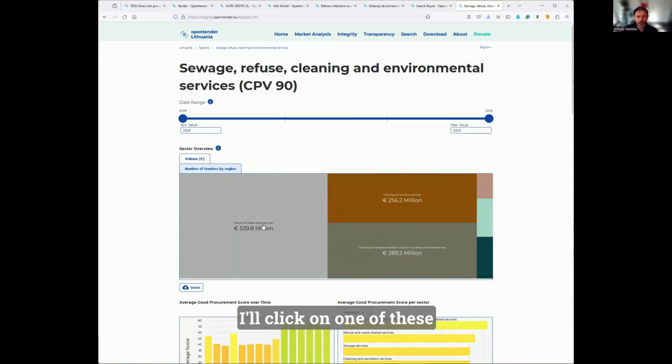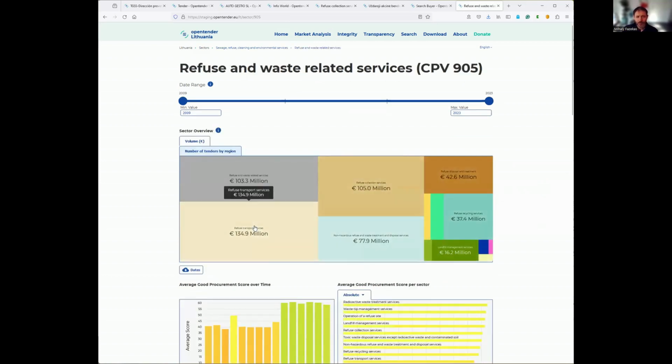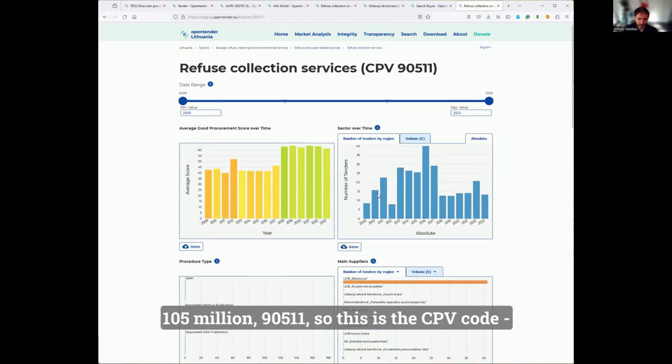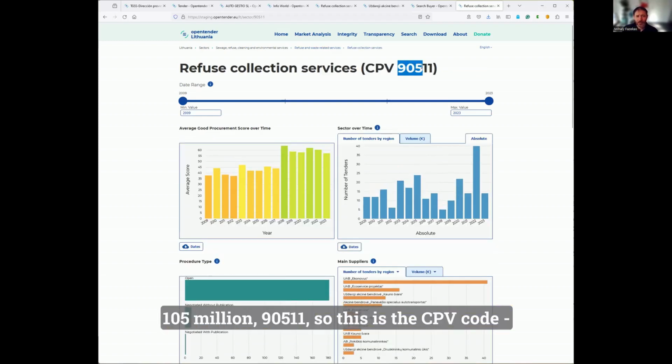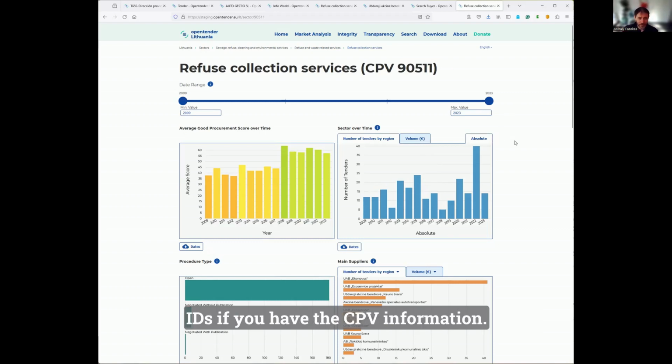So basically I'll click on one of these markets, and this is CPV 905. So this is zooming further into refuse collection services. This is what we were looking for. 105,905,11. So this is the CPV code, common procurement vocabulary. You can also look for it on the web. It's easy to find the market names and then the market IDs if you have the CPV information.